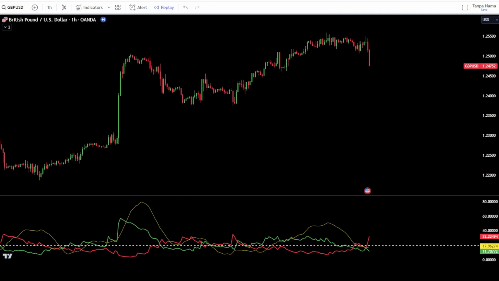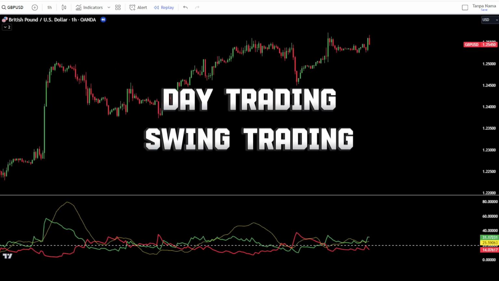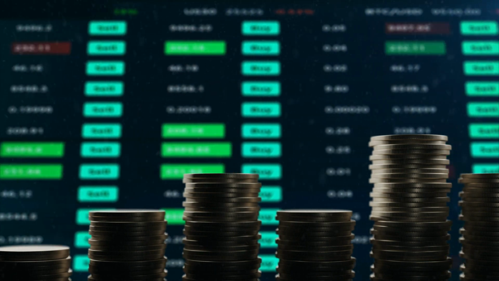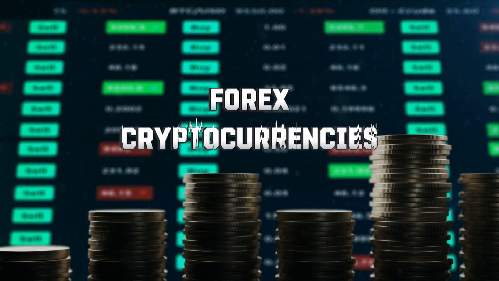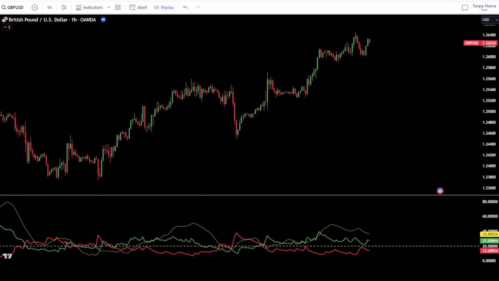These trading strategies with the ADX indicator can be applied in day trading, swing trading, or scalping. And this trading method is suitable for use in all markets such as Forex, cryptocurrencies, and stocks. Therefore, make sure you stay with us.